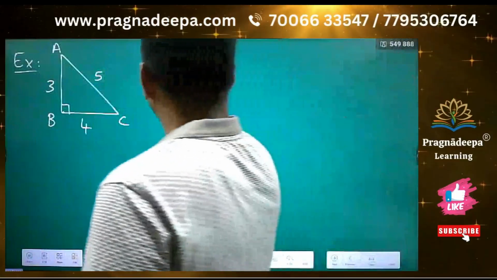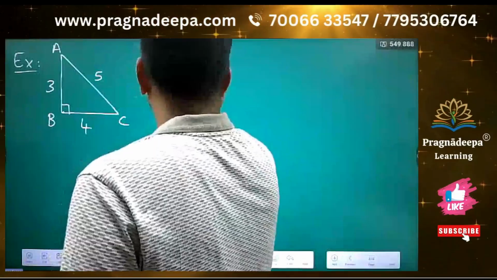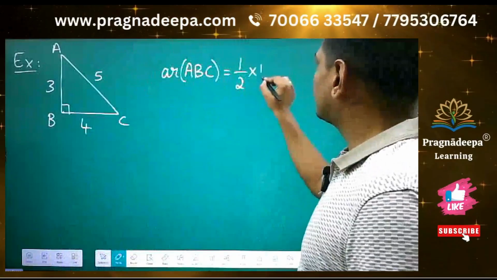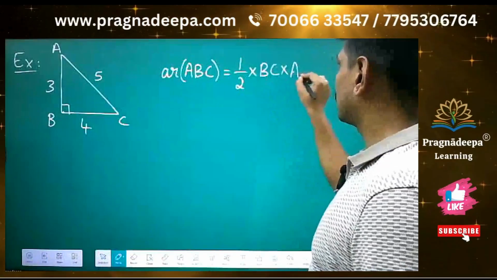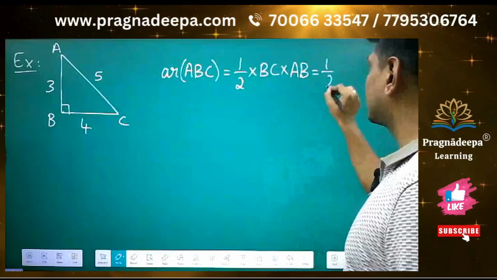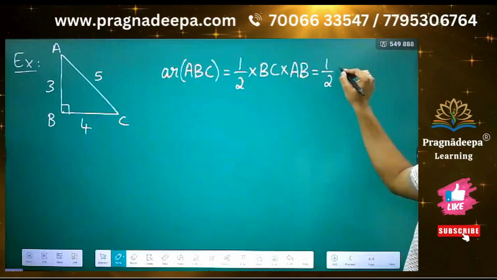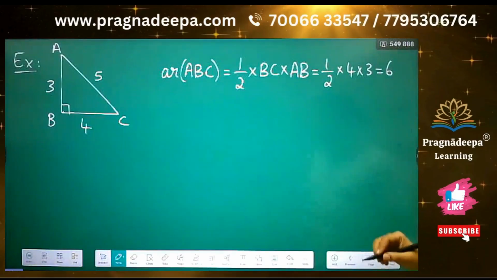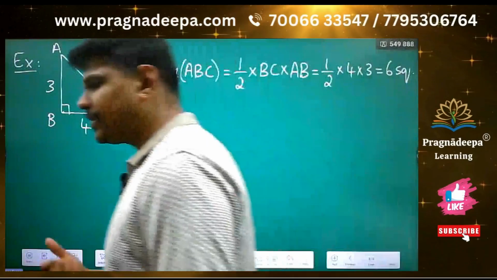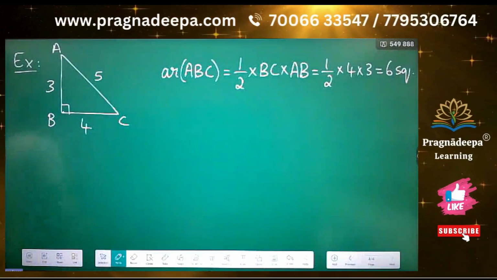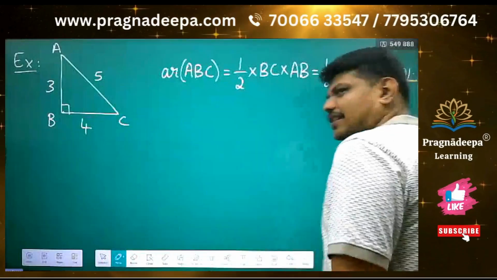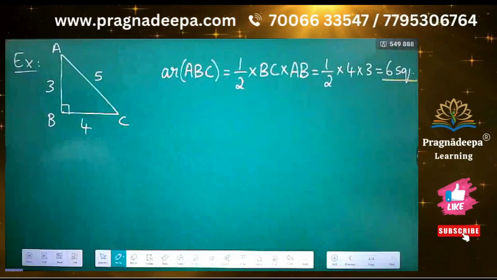So what is the area of triangle ABC using our traditional standard formula? Area of ABC is equal to half into base into height. What is BC? 4. What is height? 3. So is it 6? Actually I will write 6 square units, correct? Height, length, breadth are not units. Area is always measured in square units, correct? We need 6 square units.